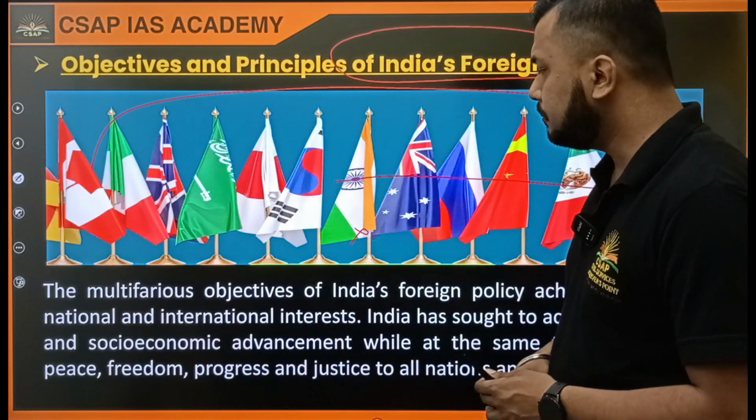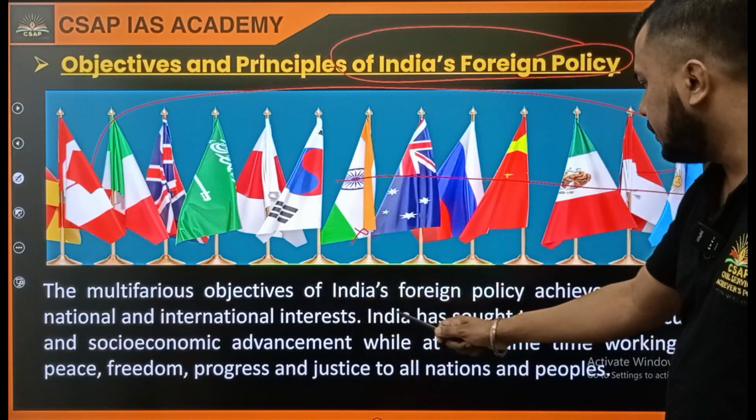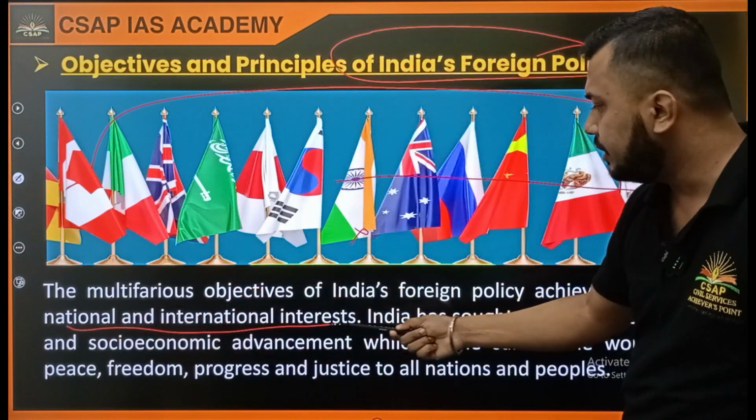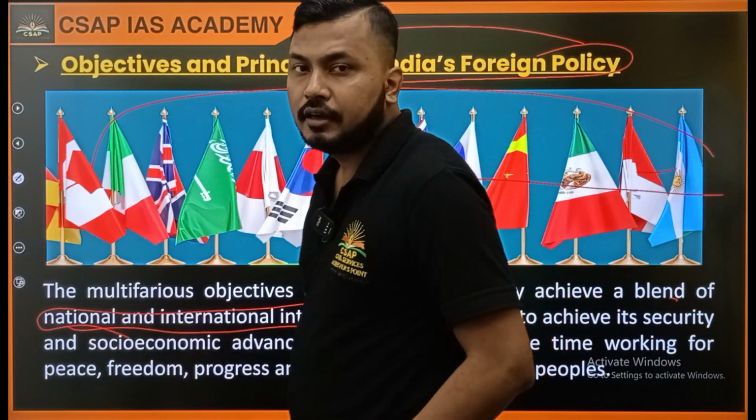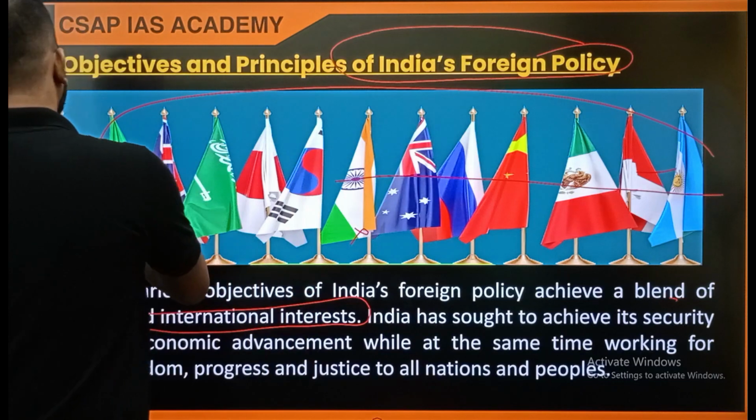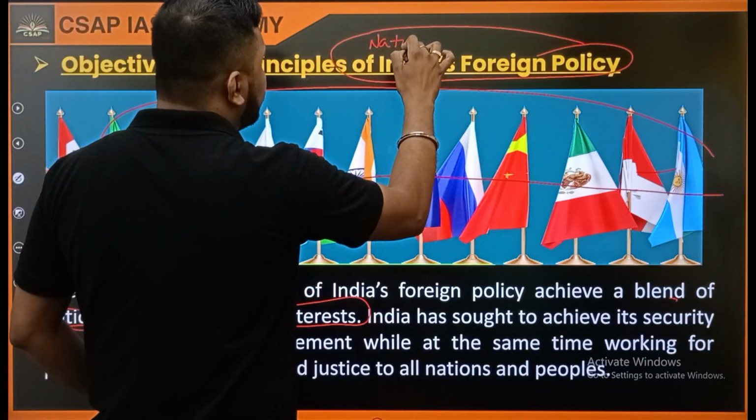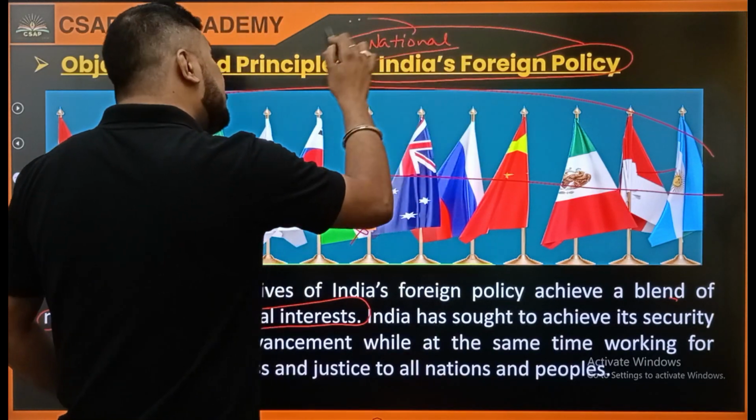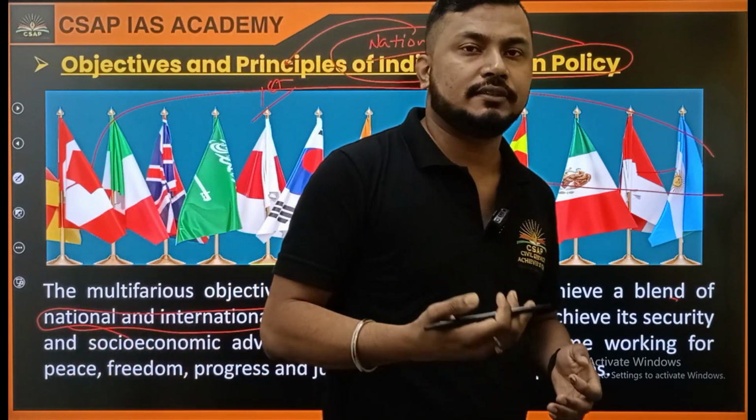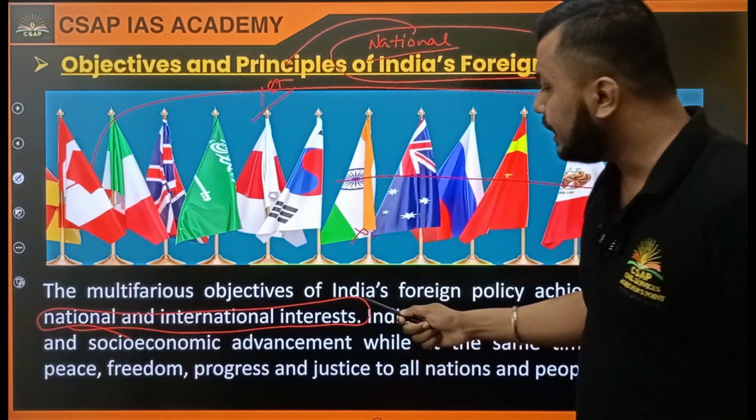So here it is written that the multifarious objectives of India's foreign policy achieve a blend of national and international interests. Always, when we talk about foreign policy, it can never be only on national interest. National interest may come first, but it is not obviously and always the national interest. At some point, we are even following international interest.